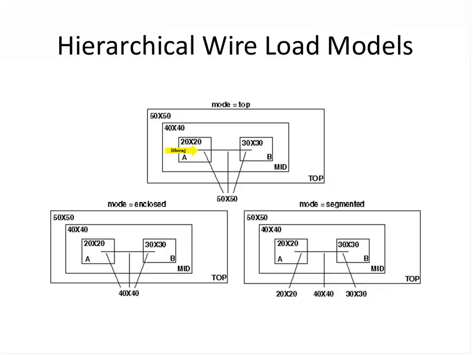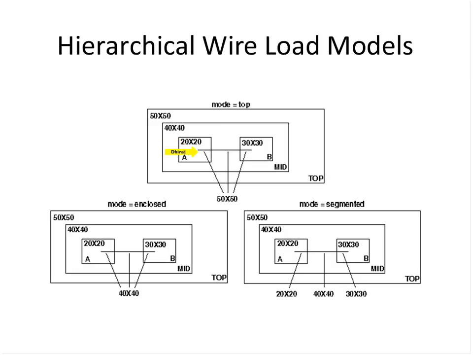Now we are talking about this net. Let's say there are three or four wire load models available to us: 50x50, 40x50, 20x20, 30x30. Each of these wire load models, as the name suggests, depends on the area. So the most popular implementation is that you have different wire load models for different areas. So let's say your chip area is 20x20, you will use a wire load model based on 20x20. A 50x50 wire load model will have more resistance and more capacitance compared to a 20x20 wire load model.